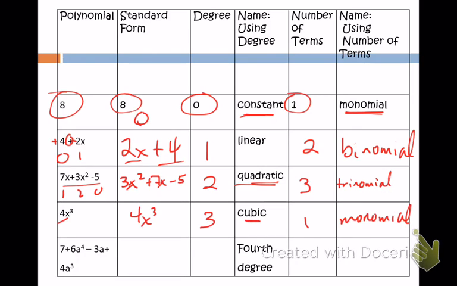I'm going to give you a couple of seconds. Stop the video, try to write it in standard form, come up with the degree of the polynomial, the number of terms, and then name the polynomial based on the number of terms. Go ahead, and then start it up again and check your answers.